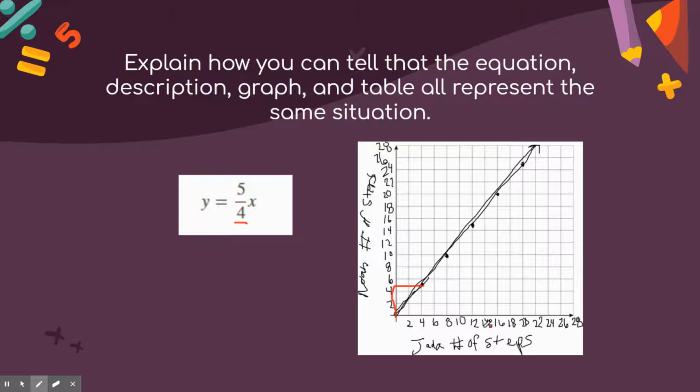The other way I could tell is if I plugged in numbers. Let's do 8 and 10, since we know 8. If I plug in 8 here, it's going to equal 10. So if I look up here and go up to 8, it should equal 10. If I plug in 8 and do 8 times 5 over 4, my equation should still equal 10. If I cross reduce, 5 times 2 is 10 over 1, which is 10. So I can tell that they represent the same thing because the numbers I'm plugging in and checking match, and our constant of proportionality is the same.